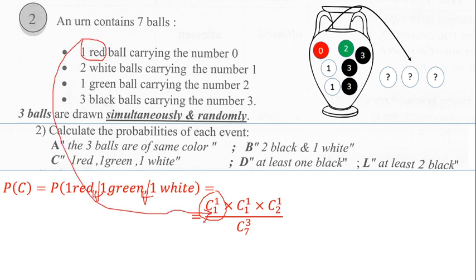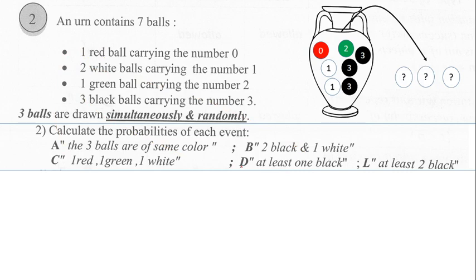By the way, we can't choose 2 red, because all that exists is 1 red. 1 green, also we can't choose 2 green, only 1 green. This is for the green. And this is 1 out of 2, because we have 2 white. We need 1. White, we can choose 1 or 2, we can't choose more.